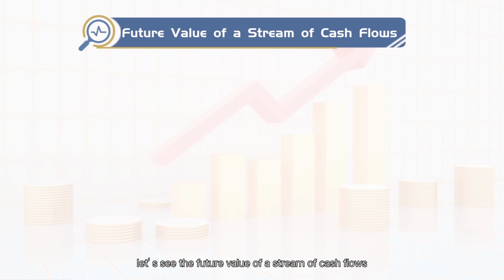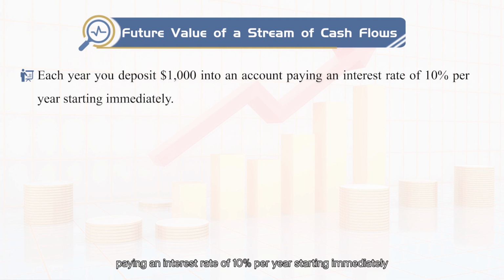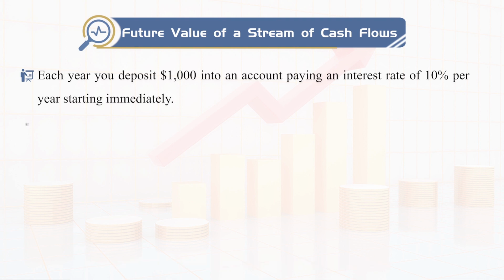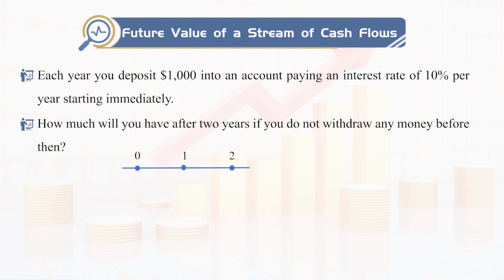Next, let's see the future value of a stream of cash flows. Suppose that each year you deposit $1,000 into an account paying an interest rate of 10% per year, starting immediately. How much will you have after 2 years if you do not withdraw any money before then? So the question is to calculate the total future value at the end of the second year. The timeline is drawn as follows.